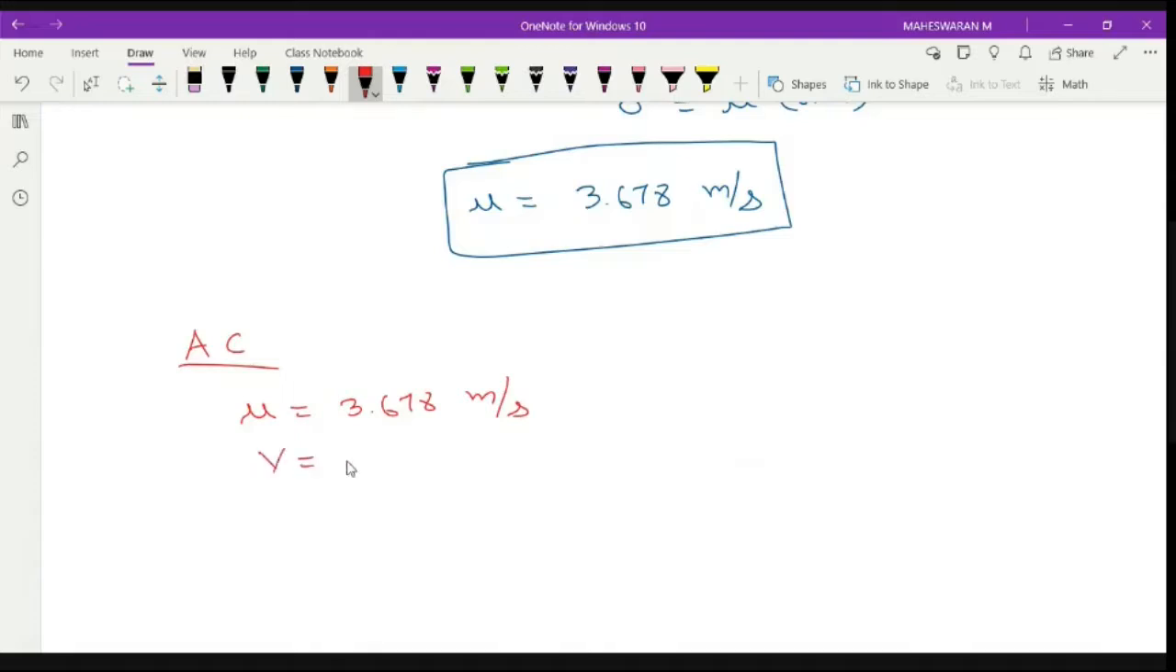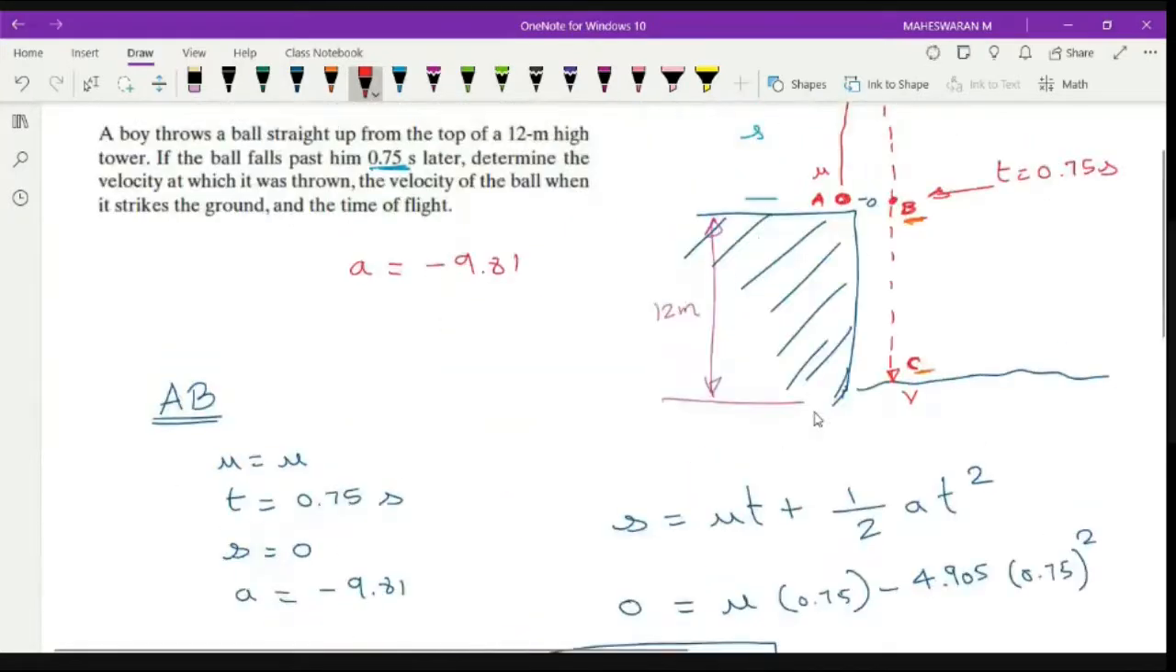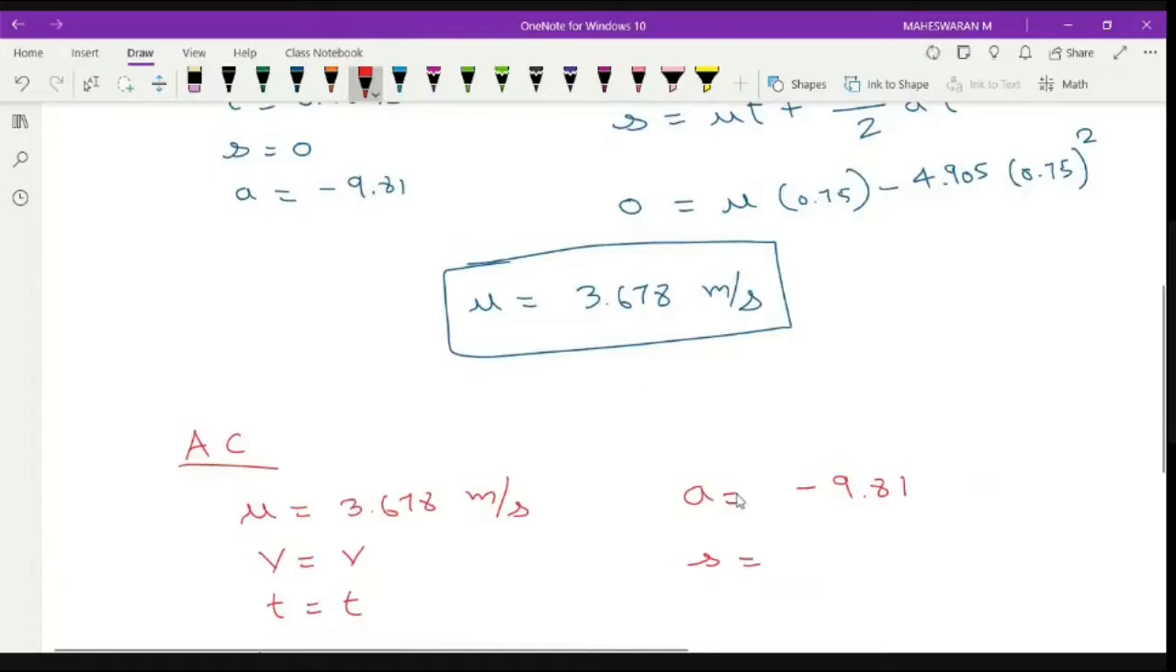The V value is not known, so let me consider that as V itself. Time I don't know, let me consider as T. Acceleration I know, which is minus 9.81. Distance I know. This is my initial position, and it is downwards, so it is minus 12. My distance is minus 12.